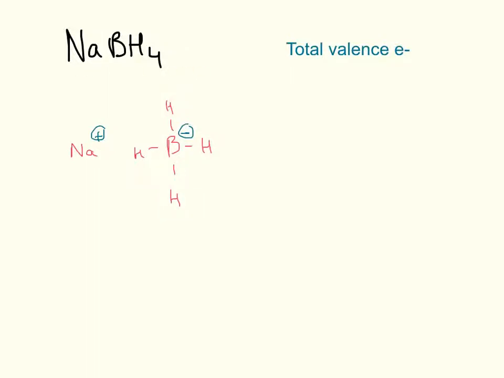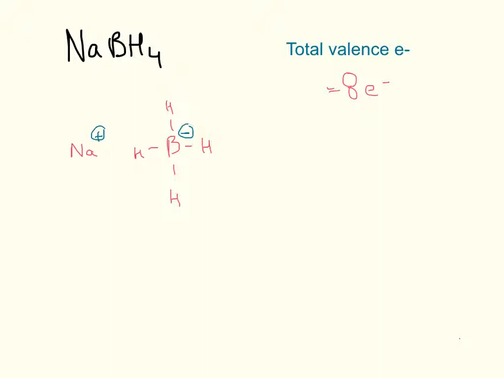Sodium borohydride. Our total valence electrons for sodium borohydride is 8 electrons. And I already went ahead and drew it out for you. Again, sodium is drawn out to the side because it forms ionic bonds. It's kind of floating in the solution, if you can imagine a solution.